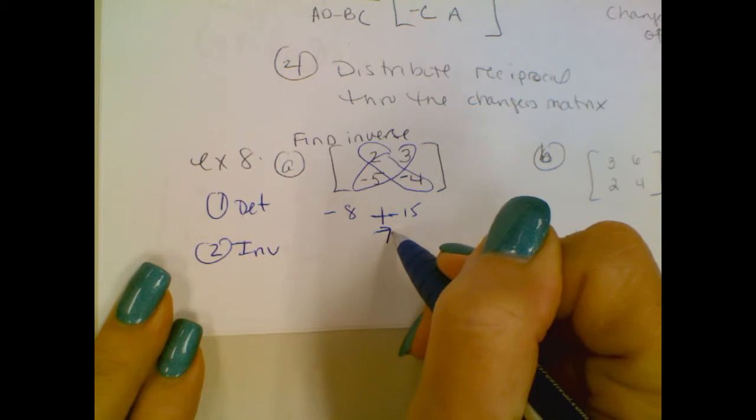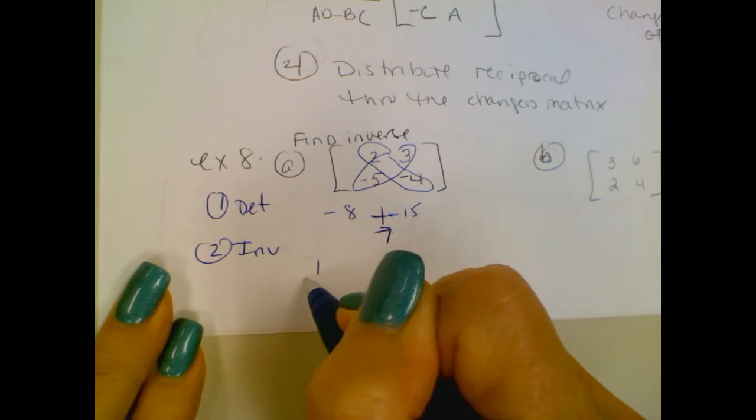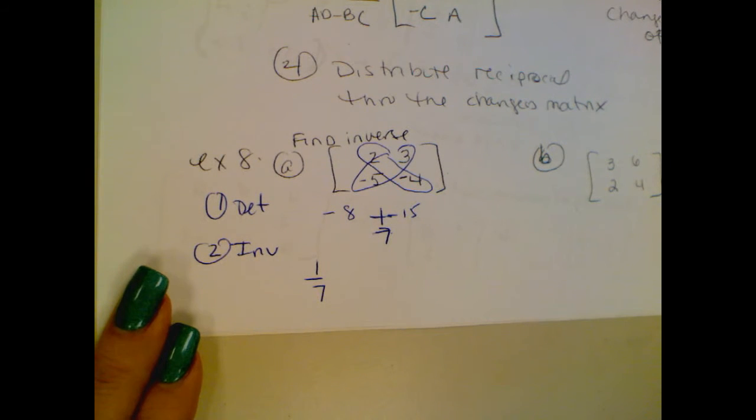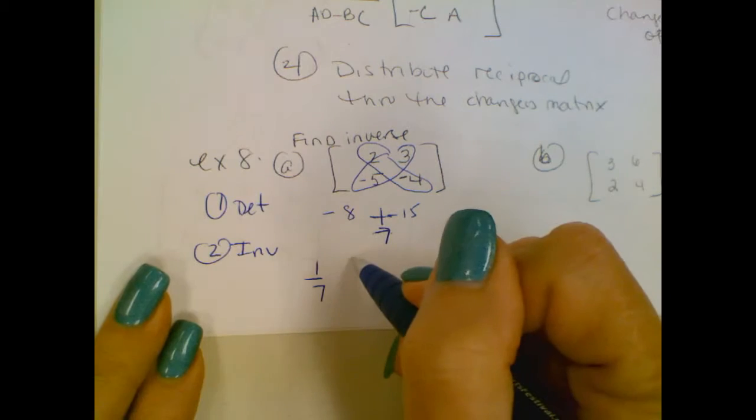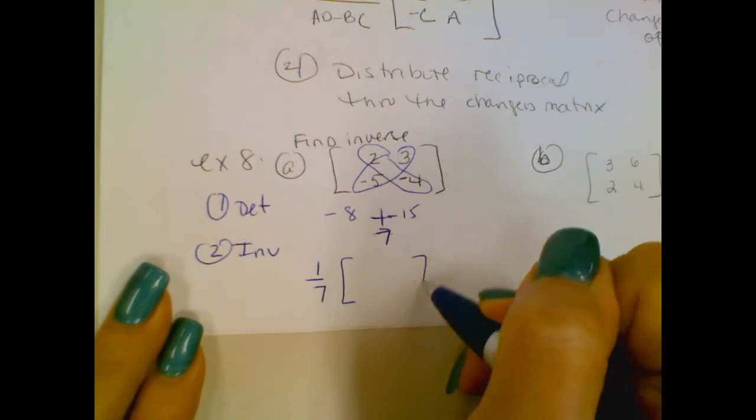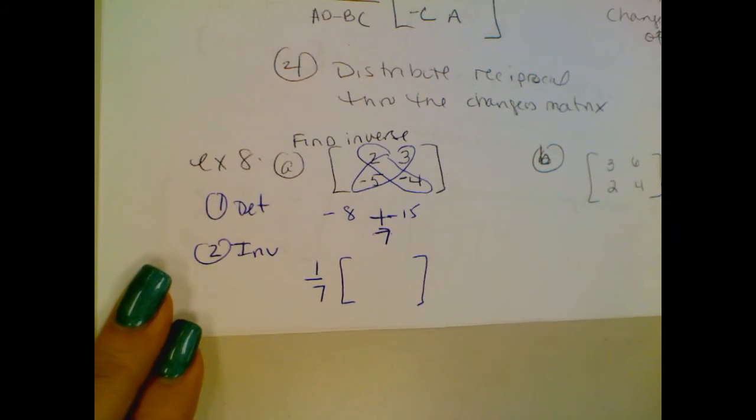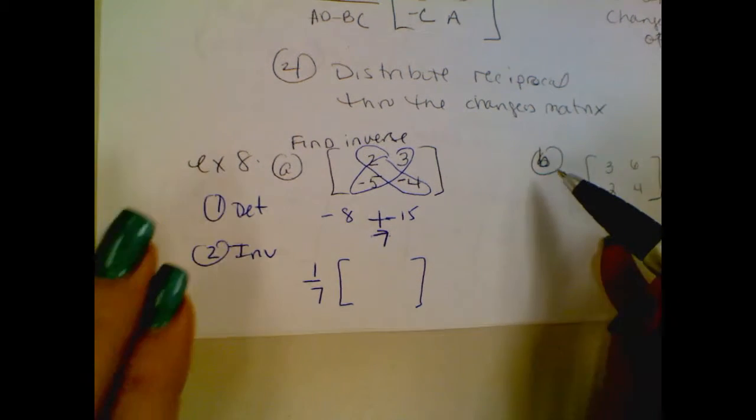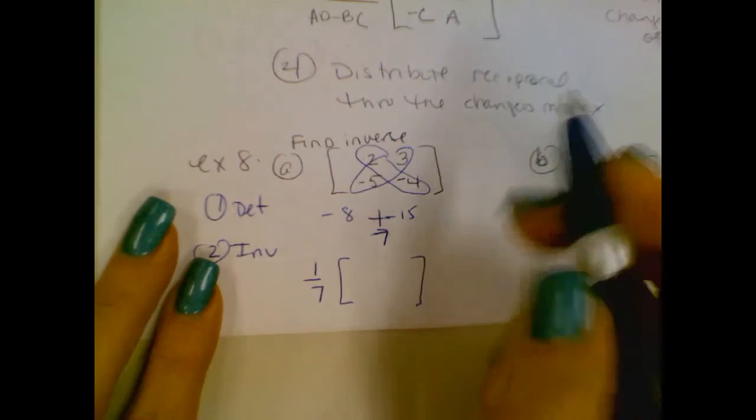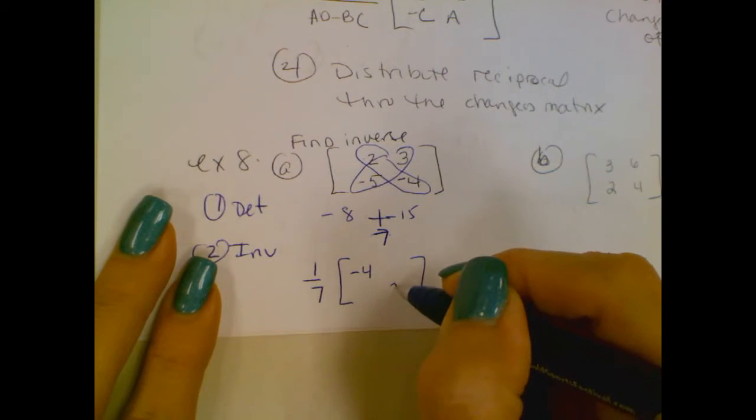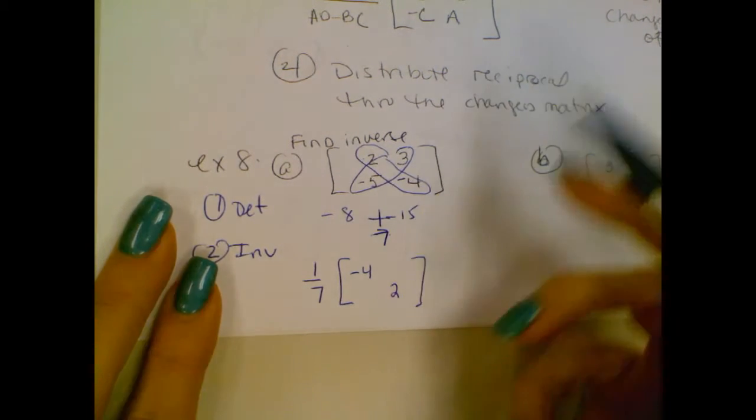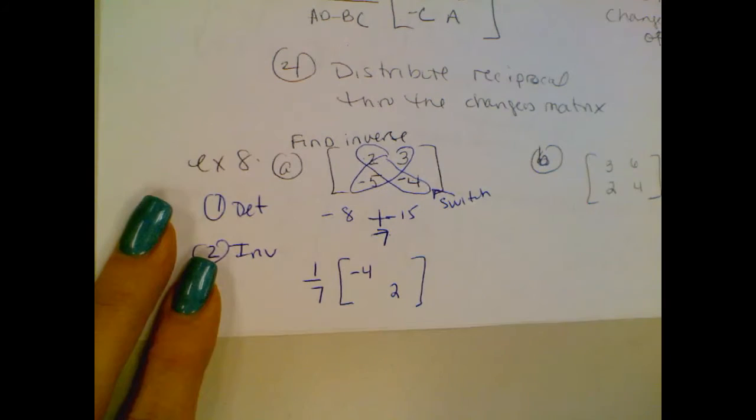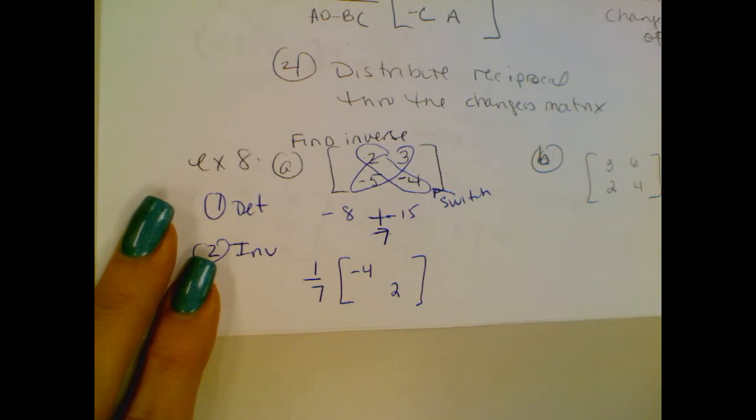So you're going to take this determinant, 7, and you're going to take the reciprocal of that, 1/7, the inverse of it. You're going to multiply it by the original matrix but switched. First, the first diagonal, we're switching places. This one right here, 2 and negative 4, you're going to switch places. This first diagonal. Do you guys understand that?